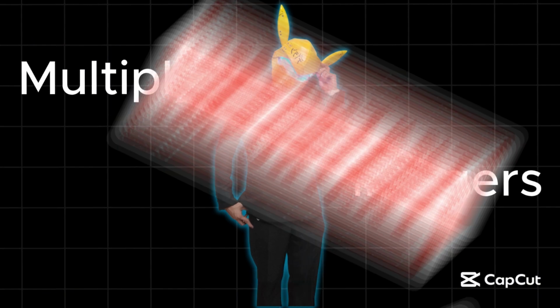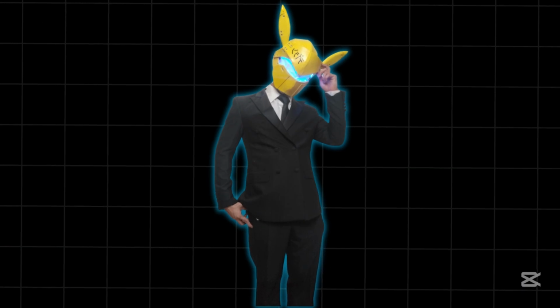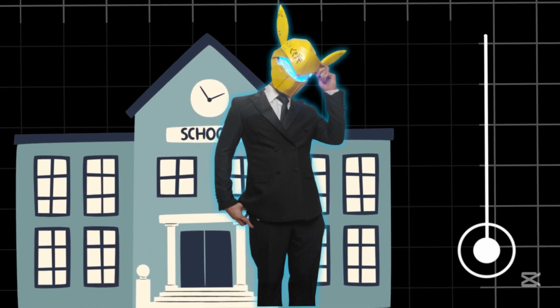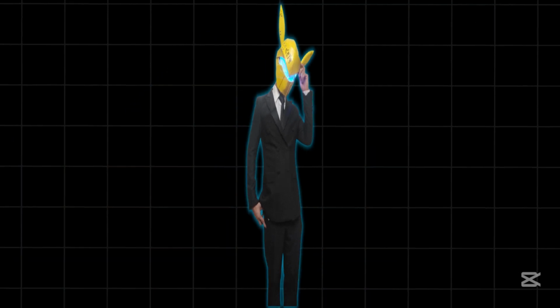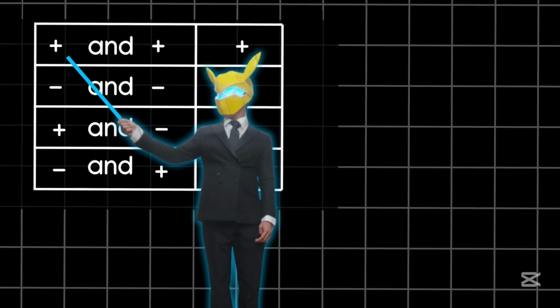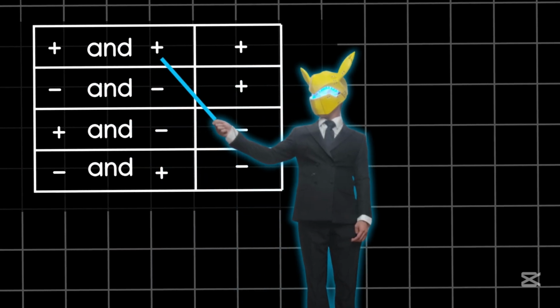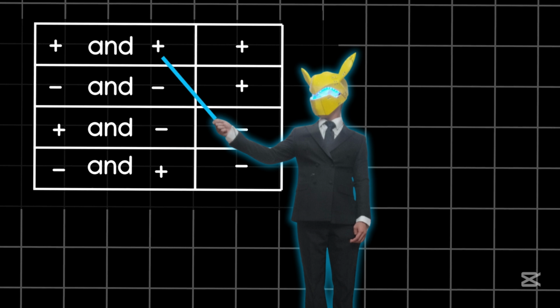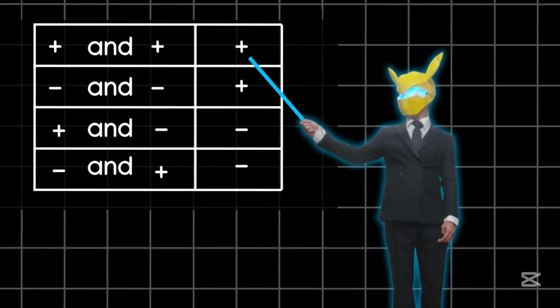Multiplying numbers, it is quite important. Why? Because you will be using it throughout your entirety of high school. So let's get started. If we have a positive number and we multiply it by another positive number, that will give us a positive number.